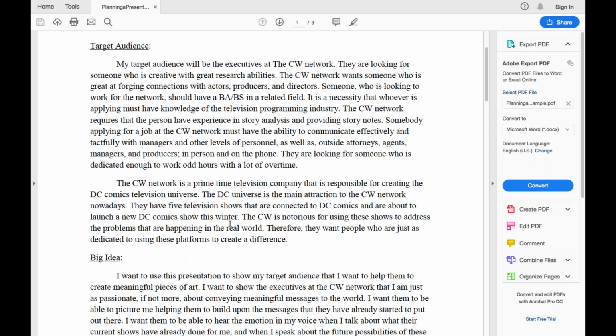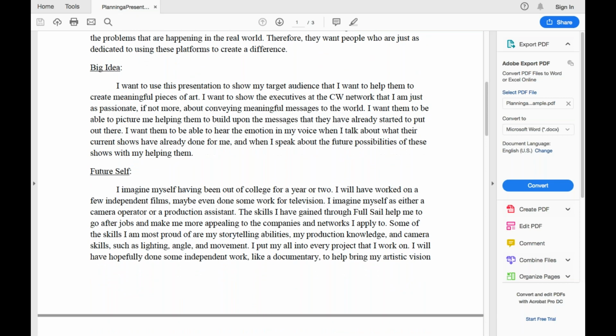And then they further talk about the DC aspect of the CW network with their TV shows. And then, for example, their big idea. Kind of look at that and try to skim it so you can see what they did with their big idea. This student wants to show the target audience, which is the CW network, that they create pieces of art. All right. Anyone see that so far? You guys kind of get that?